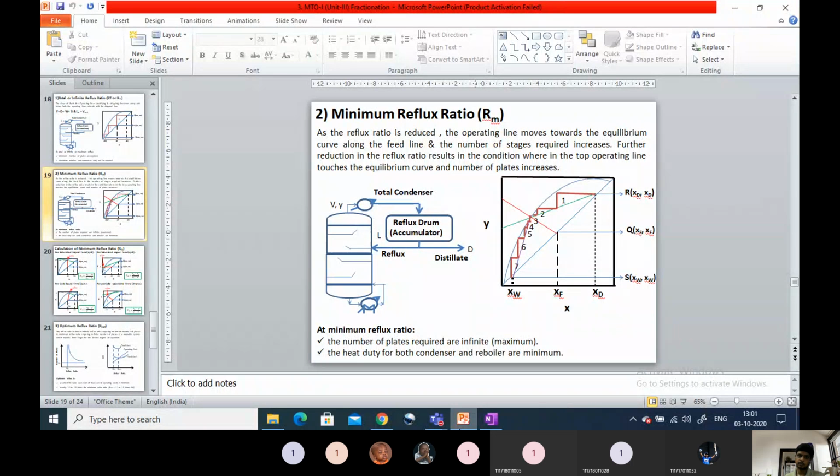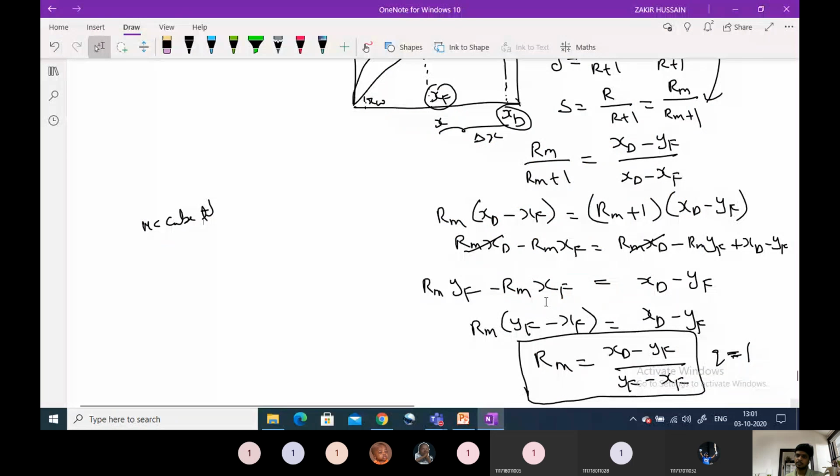So we were seeing the total reflux ratio and minimum reflux ratio. In the minimum reflux ratio, the condition of q equal to 1 is for saturated liquid, or liquid feed at its bubble point. We have derived this equation, Rm, to calculate the minimum reflux ratio.